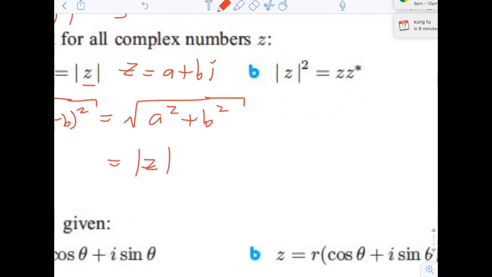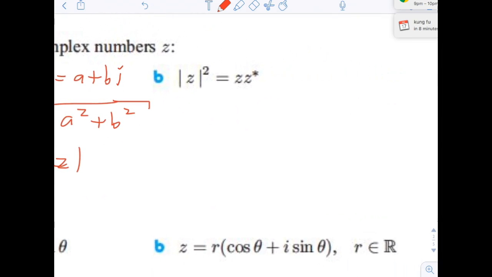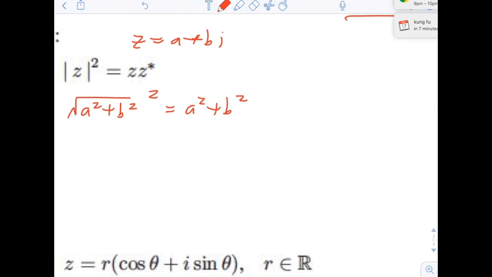Okay, what about Z modulus squared equals Z times Z conjugate? Let's see if we can prove that. So remember, we'll make Z equal to A plus BI. So Z modulus is square root of A squared plus B squared, and we're going to square that, and that gives us A squared plus B squared.